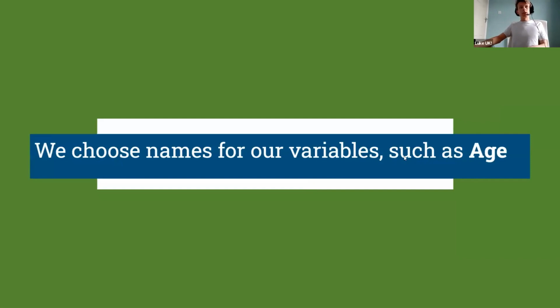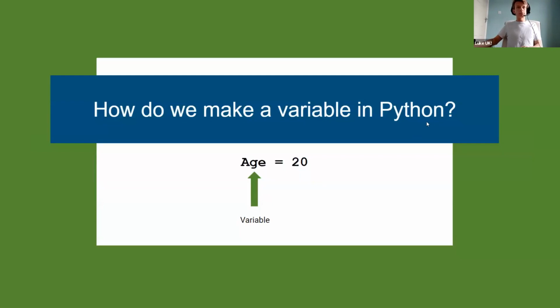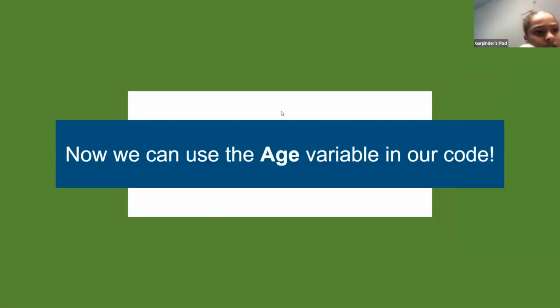So we choose names for our variables, such as age. And this is our variable name, like I mentioned, age. And then we have our data, which is 20. Now, it's super, super important that you understand that how we name our variables is really, really important. So age here starts with a capital letter. That means that any time we want to use this variable in the future, it has to start with a capital letter. But don't worry, that'll become nice and clear later.